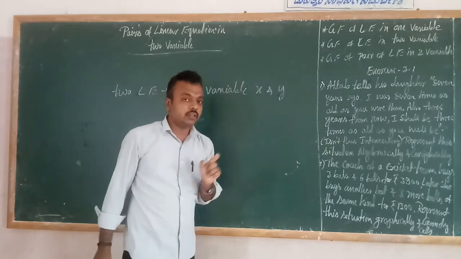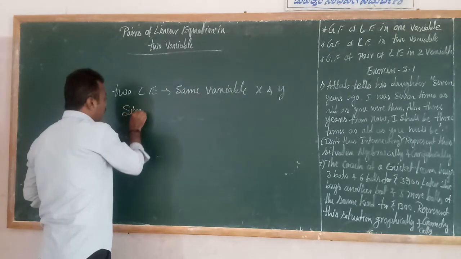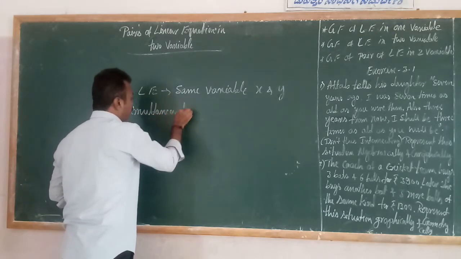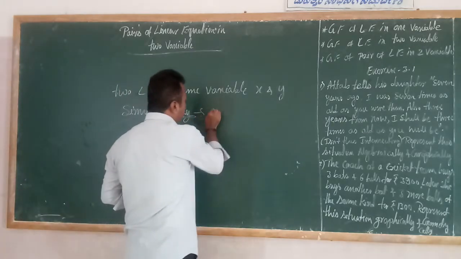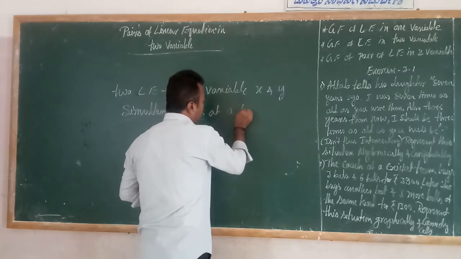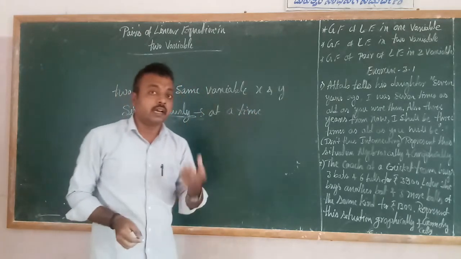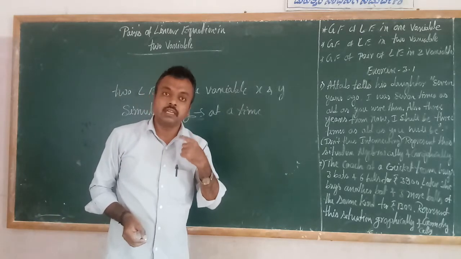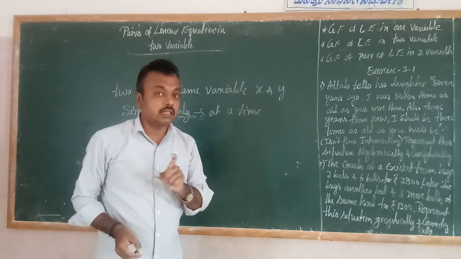These two linear equations are taken simultaneously. What do you mean by simultaneously? At a time. When two linear equations are taken at a time, or simultaneously, then the two linear equations are called a pair of linear equations and also called simultaneous linear equations.